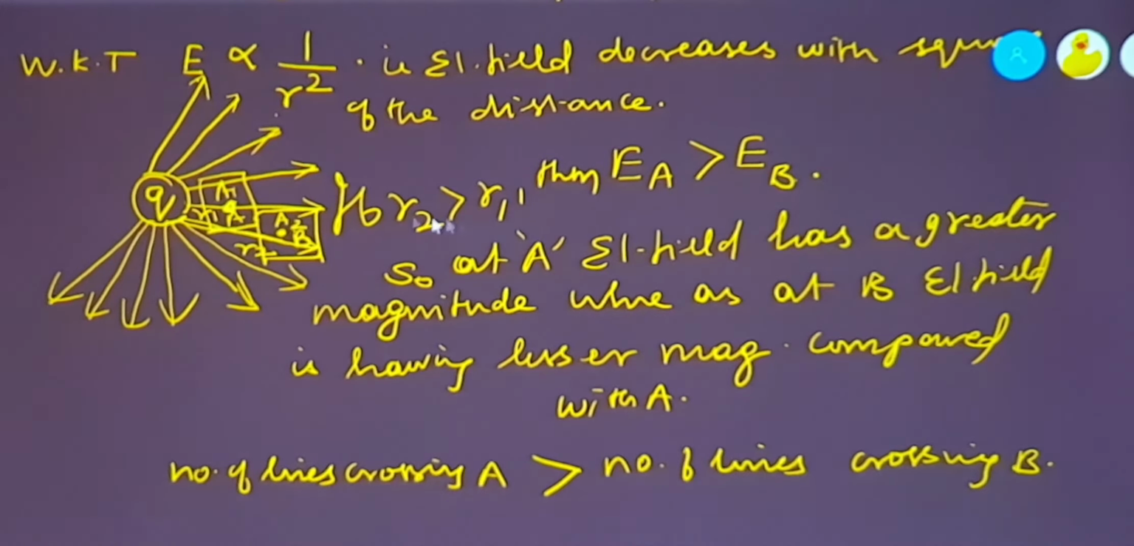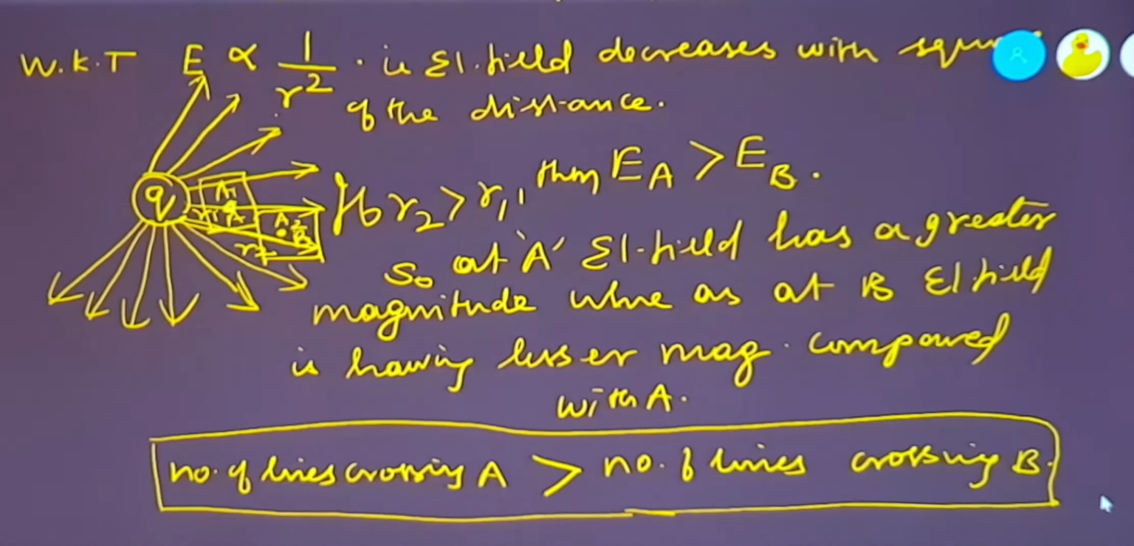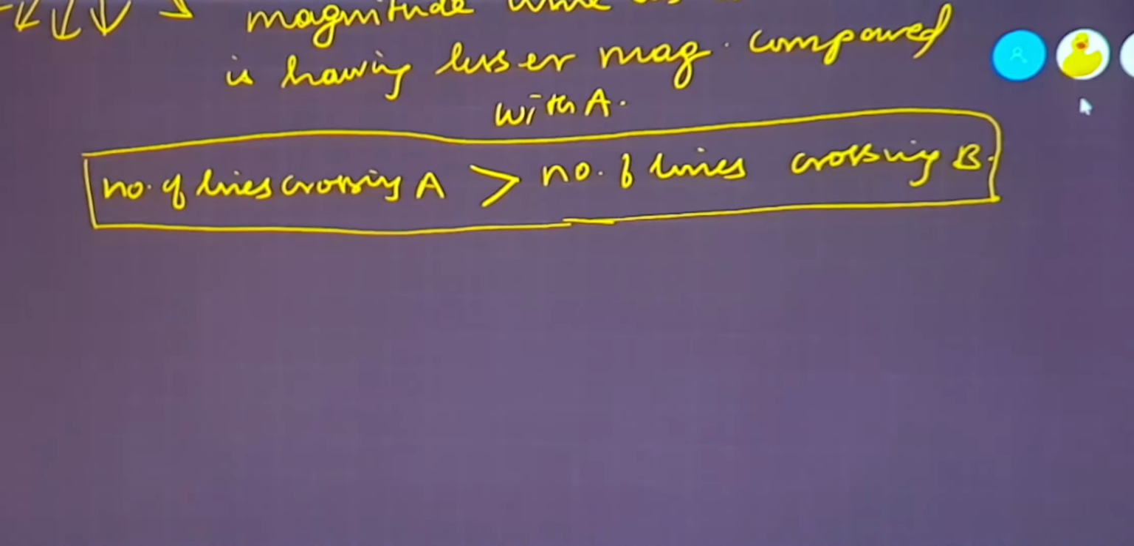That is, I have written here that at the point A or in the area A, the electrical field has a greater magnitude, whereas at point B of the same value, the electrical field has a lesser magnitude compared with that of A. See, if the electrical field is less, the lines of force crossing that area will also be less. That is, we have written here that the number of lines crossing A is greater than the number of lines crossing B, because A is nearer and B is far away from the charge when you are comparing A and B.